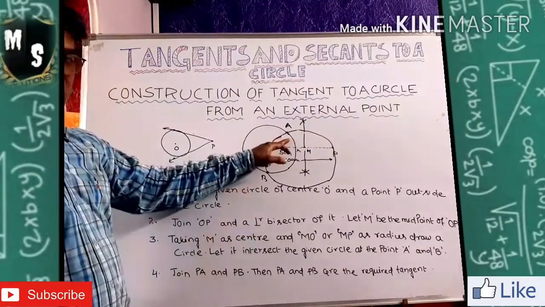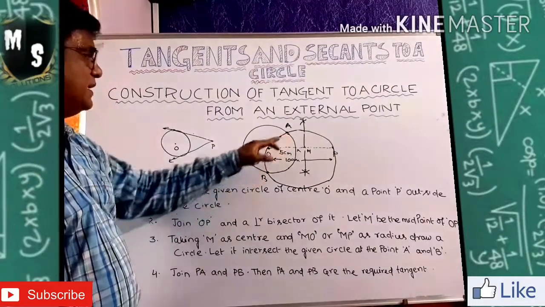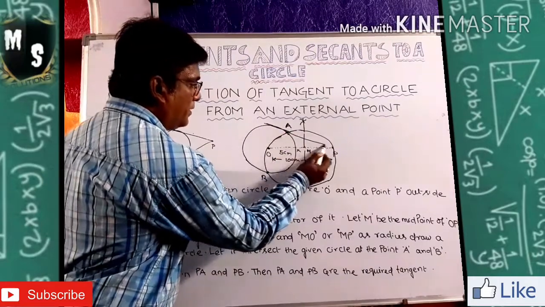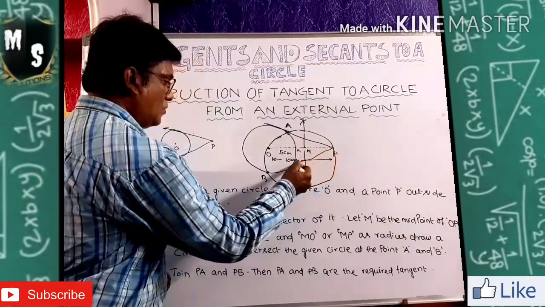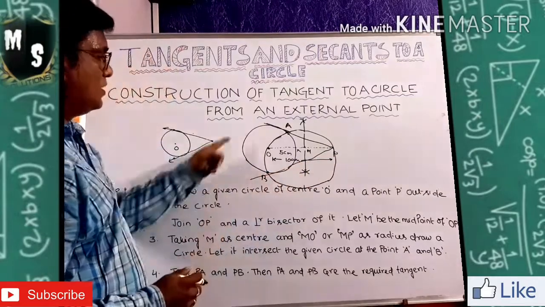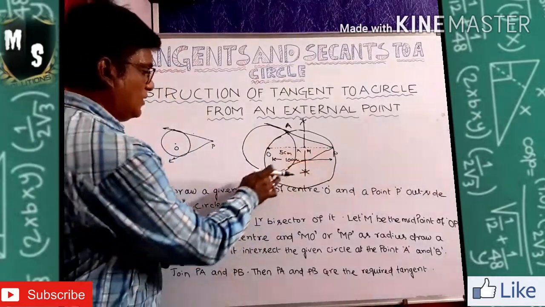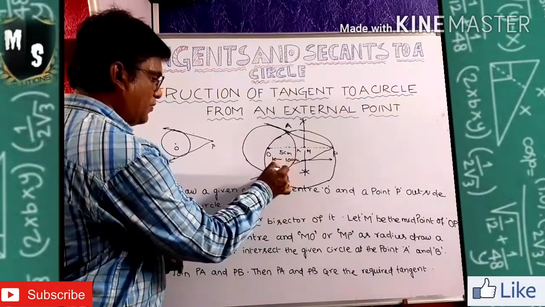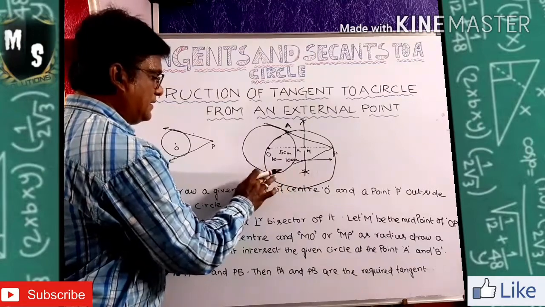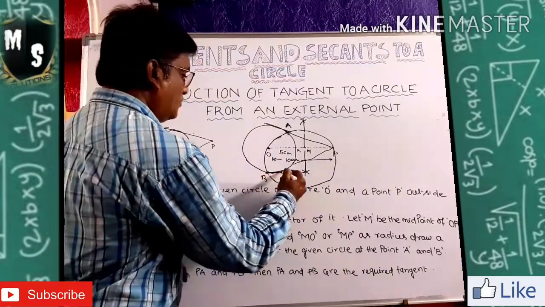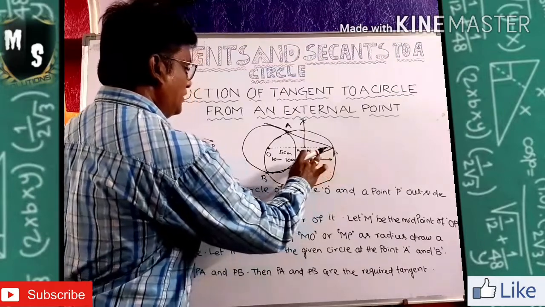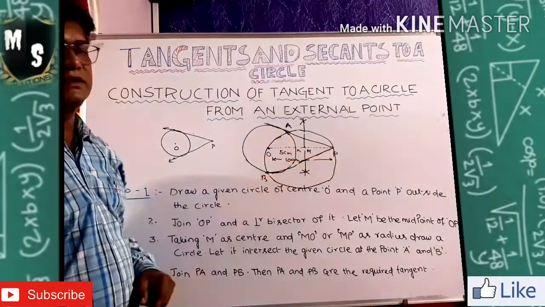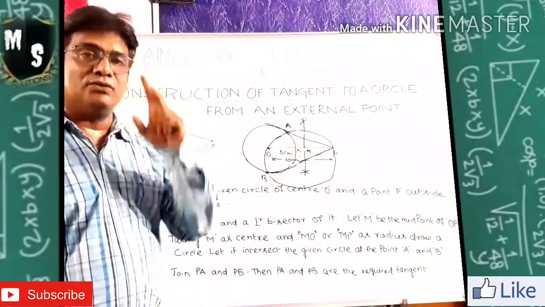Clear? So after this circle intersects in 2 points A and B, you join O to P, and also O to B. Clear? So now AP and BP are the two tangents. Understood now? I am taking the point nicely and the line nicely. So this is the point we have to join. Clear now? So AP and BP are called the required tangents to the circle.